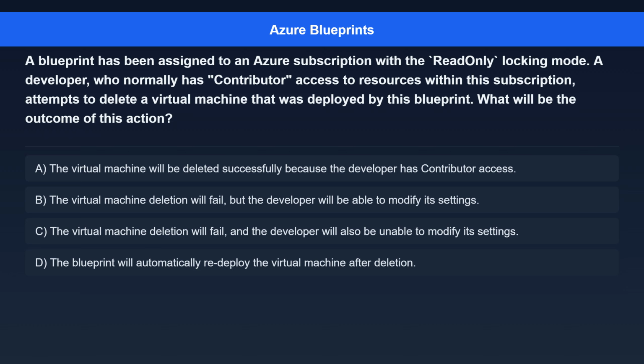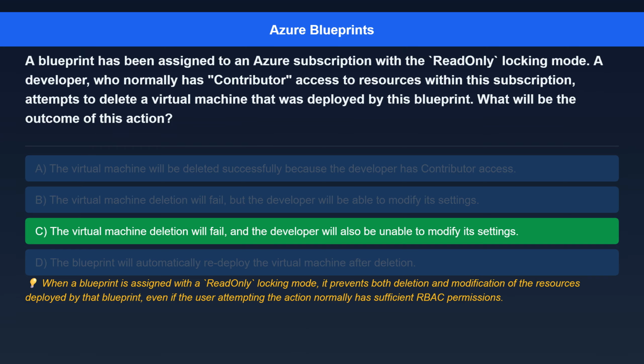Option A. The virtual machine will be deleted successfully because the developer has contributor access. Option B. The virtual machine deletion will fail, but the developer will be able to modify its settings. Option C. The virtual machine deletion will fail, and the developer will also be unable to modify its settings. Option D. The blueprint will automatically redeploy the virtual machine after deletion.